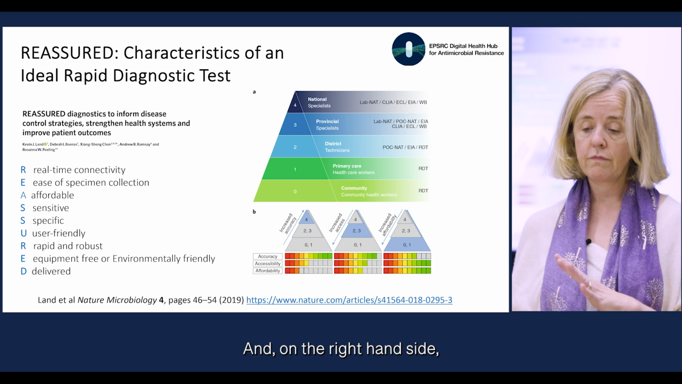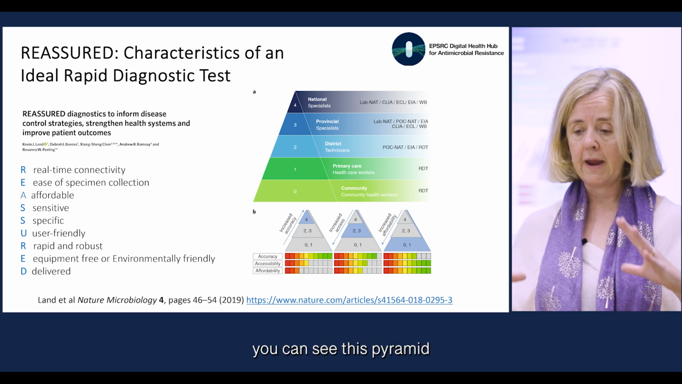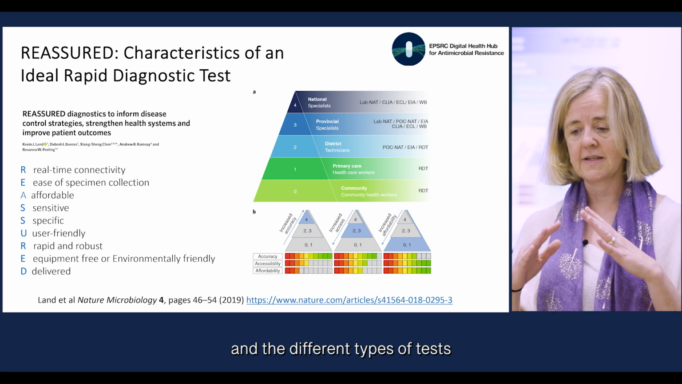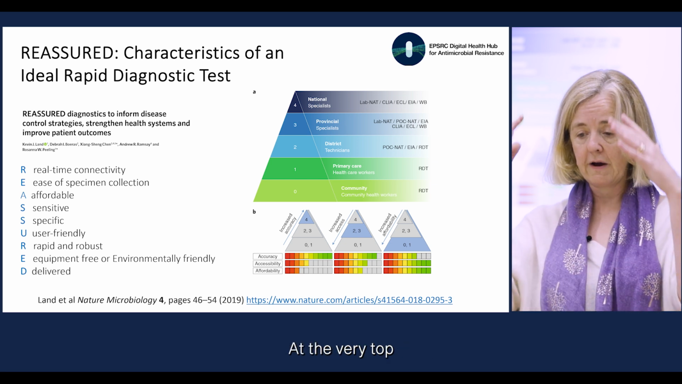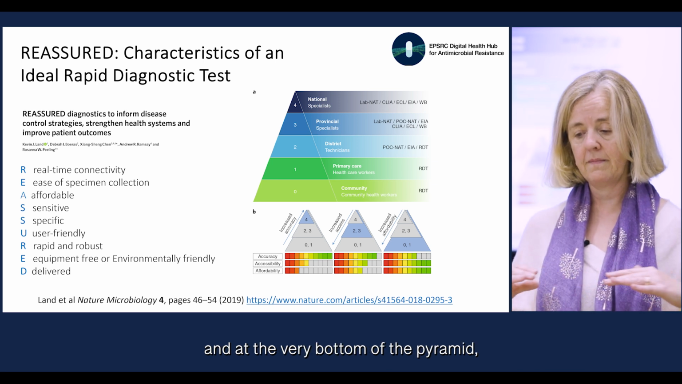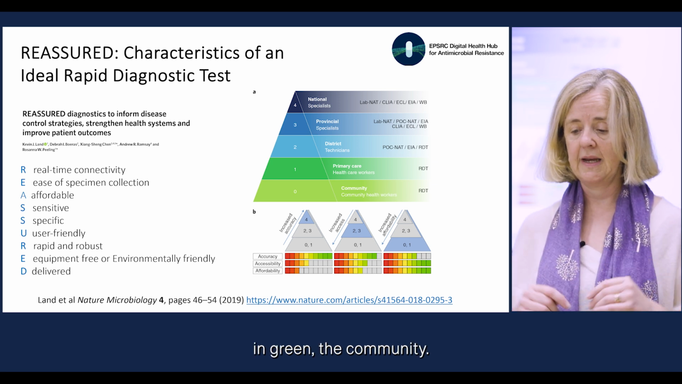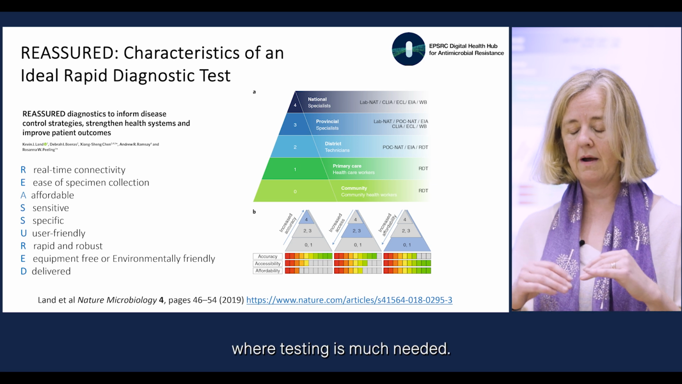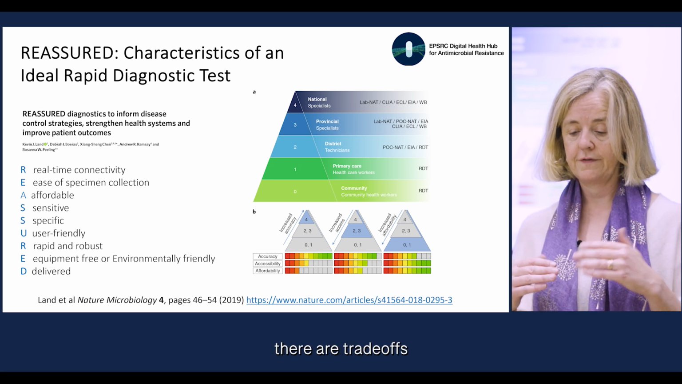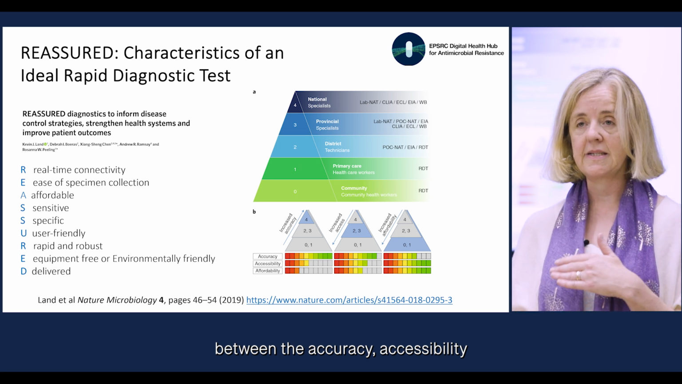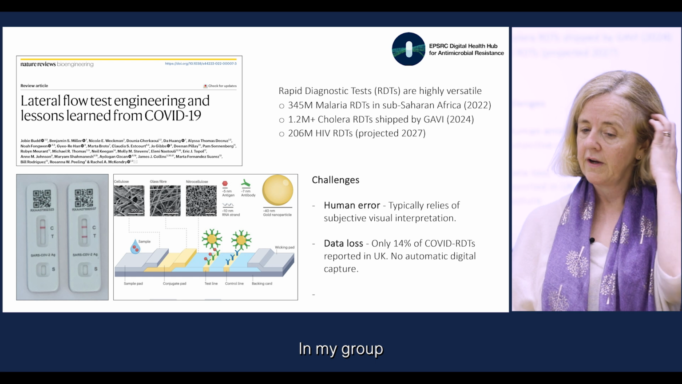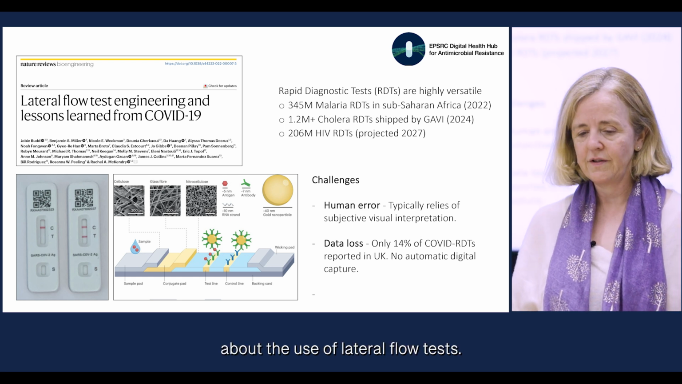And on the right-hand side, you can see this pyramid, which shows the different levels of the health system and the different types of tests that can work in each setting. At the very top, you have the national specialist centres, and at the very bottom of the pyramid, in green, the community. And this is really an important area where testing is much needed. But below, you can see there are trade-offs between the accuracy, accessibility, and affordability of the tests. In my group, we are really excited about the use of lateral flow tests.